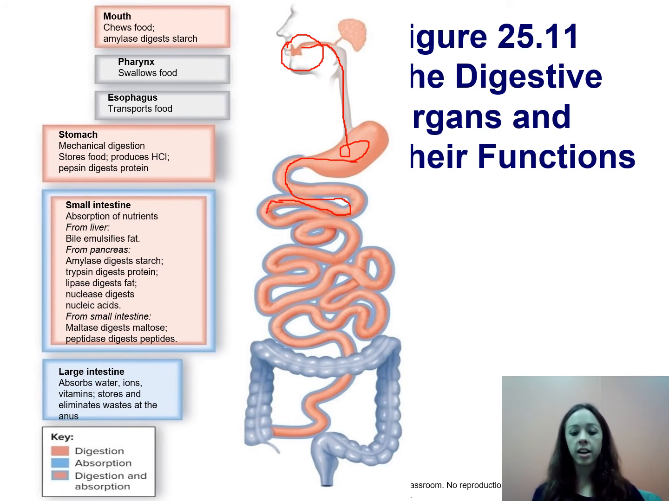The food then passes all the way into the large intestine, where water, ions, and vitamins are absorbed back into the body. And then the large intestine will also store any indigestible material to be eliminated from the body.